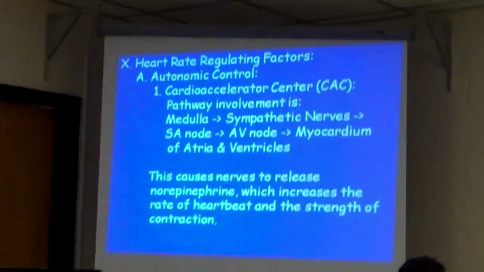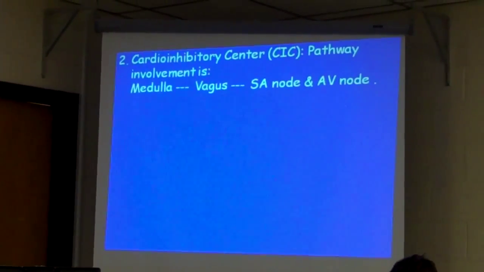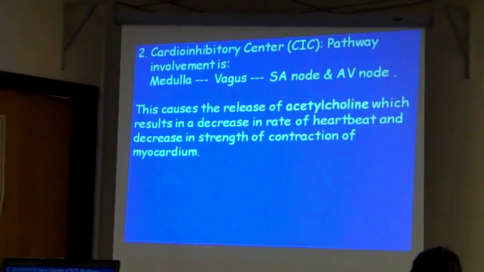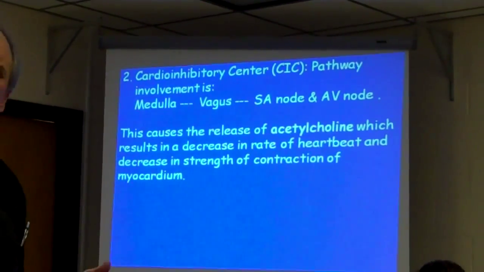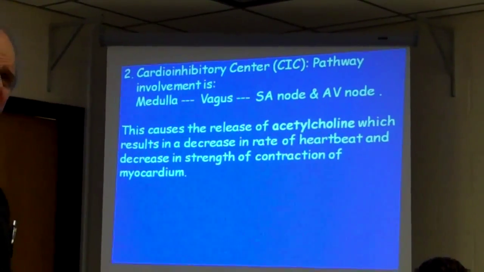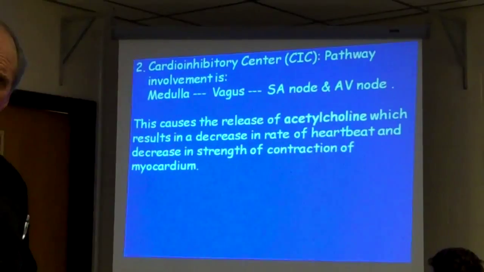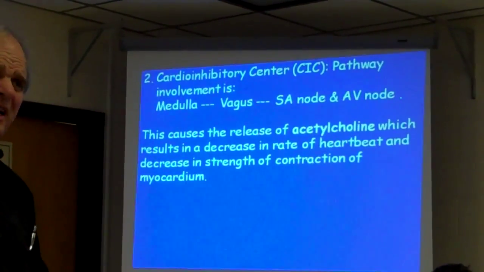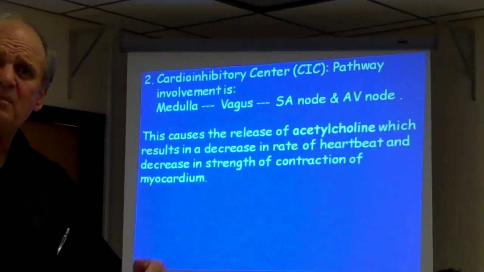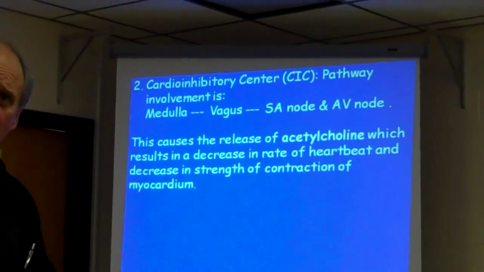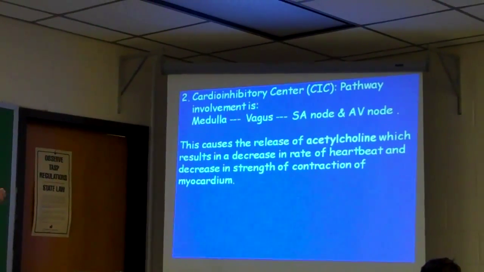And so there's that. Cardio-inhibitory: medulla, the vagus nerve, SA node. This causes release of acetylcholine, cholinergic, that tends to slow things down. Epinephrine, adrenergic. Have you ever heard of cholinergic, adrenergic? Adrenergic has to do with epinephrine. That speeds up. Cholinergic has to do with acetylcholine. That slows down.